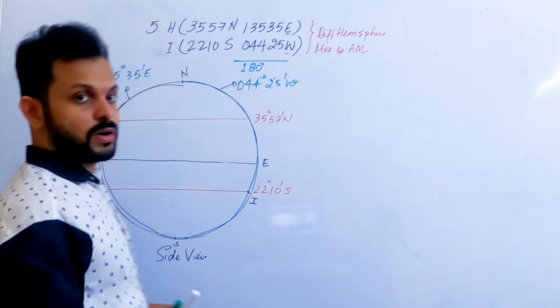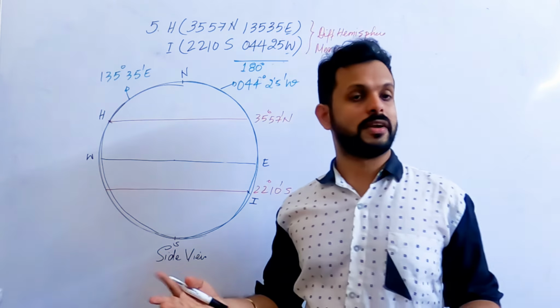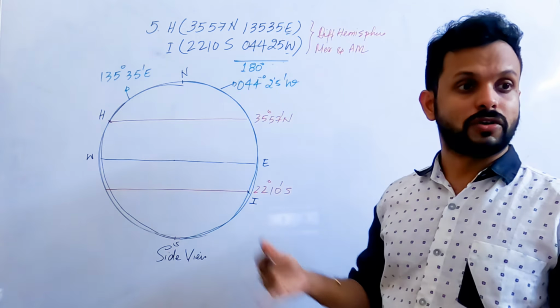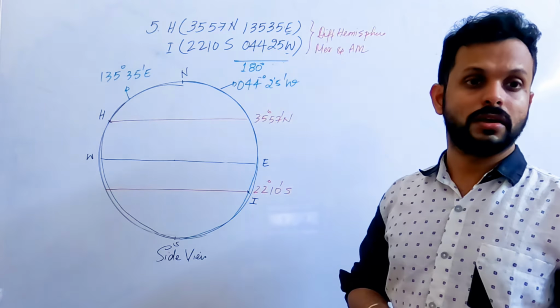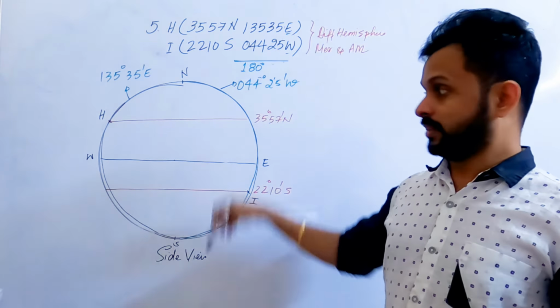So what can you say about these points? They are on a meridian and anti-meridian, and they are on different hemispheres. Therefore, if a point is on a meridian and its anti-meridian, the shortest path will be through the nearest pole. So which of these is the nearest pole?